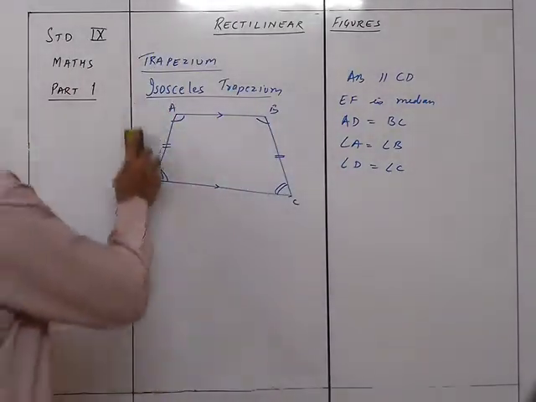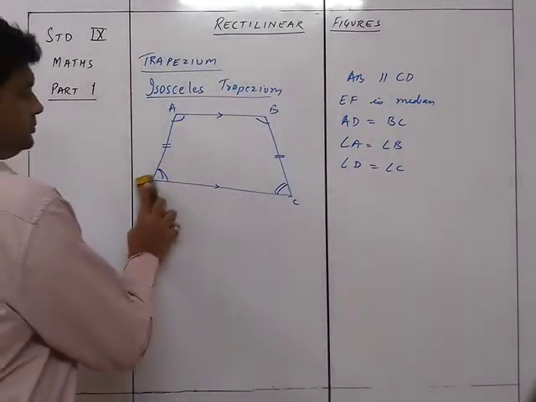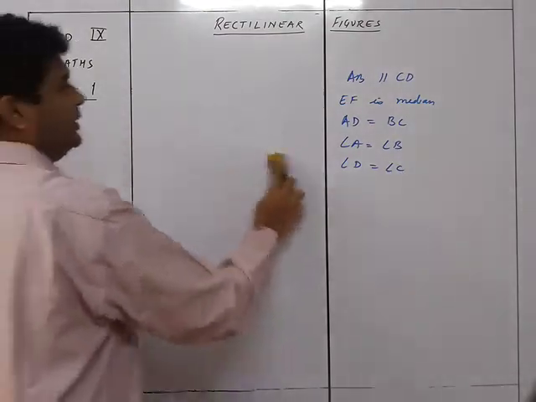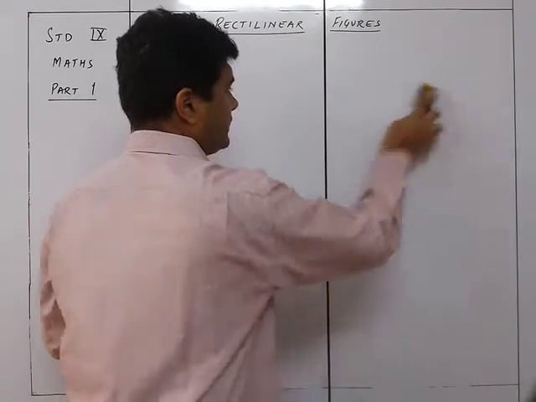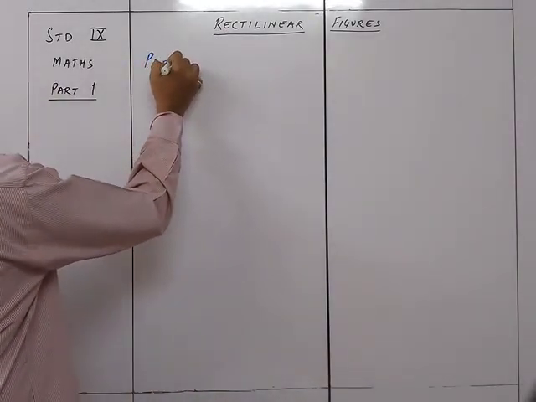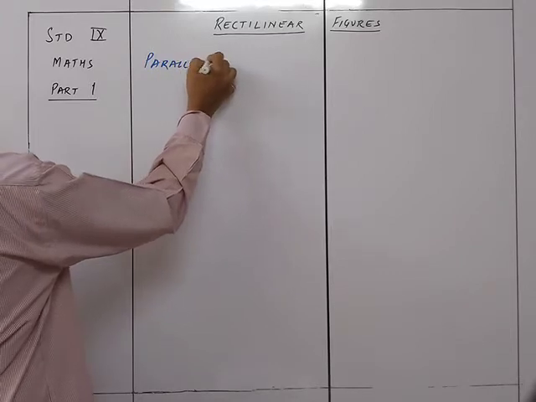We move on now to the next kind of quadrilateral, and that is the parallelogram.